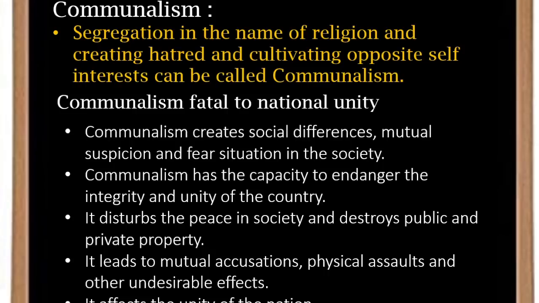And communalism affects the unity of the nation as a whole. By practicing communalism, the unity of the nation is completely destroyed. Therefore, we can call communalism fatal, dangerous to national unity.